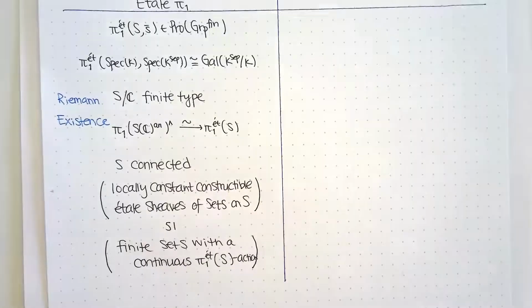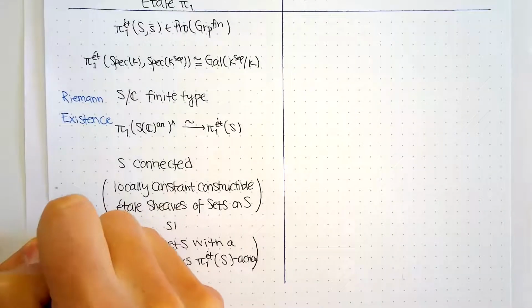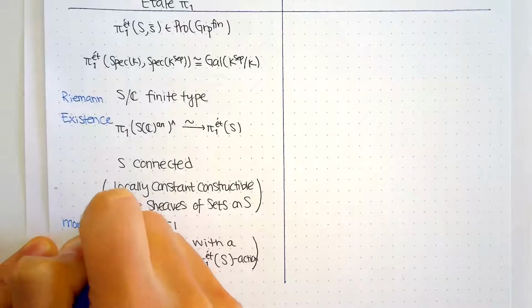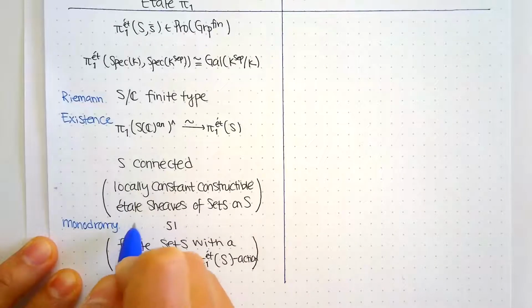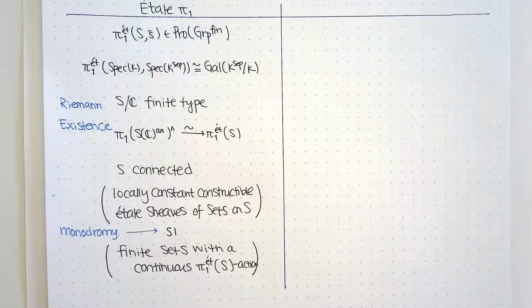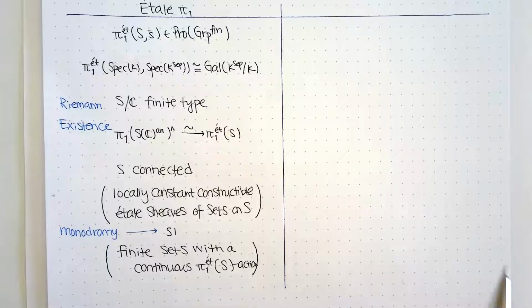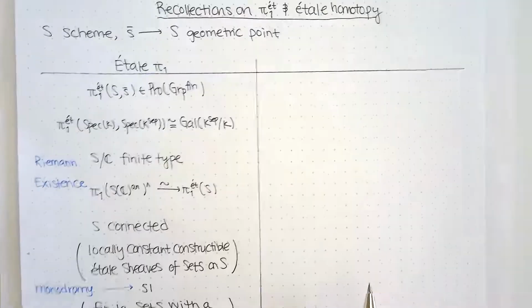And so this is what you might call the monodromy equivalence here. And okay, so basically Étale homotopy theory is designed to do the same sort of thing, except to allow you to define higher Étale homotopy groups. So how does this work?